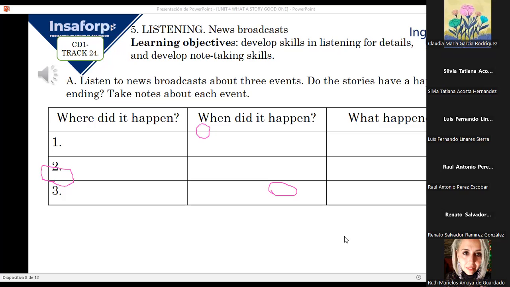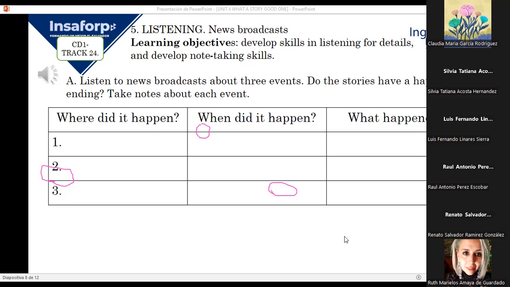Develop a skill in listening for detail and develop note taking skills. Okay, good. Thank you very much, Claudia. That was very good. So yes, we're going to develop skills in listening for details. What are details? Small stories, more or less. And develop note taking. So you're going to use your beautiful notebook and take notes. You're not going to write sentences or long phrases. No, just a word, a small two or three word phrase, in order to answer the question.